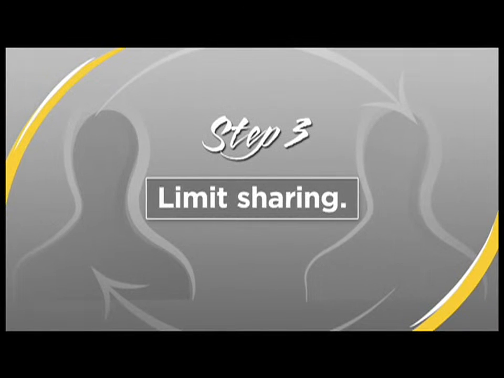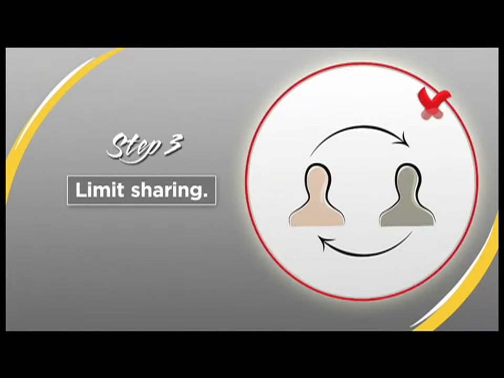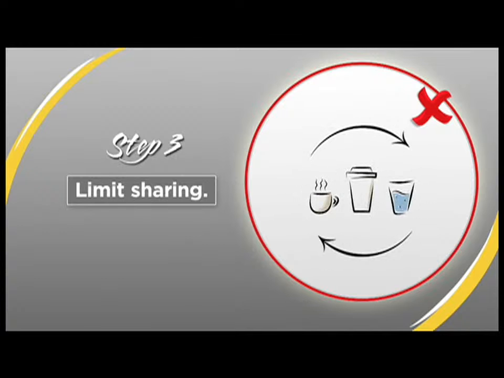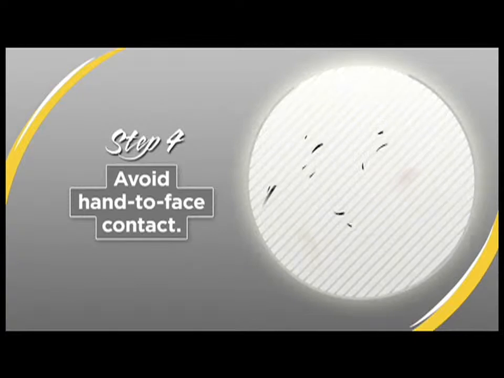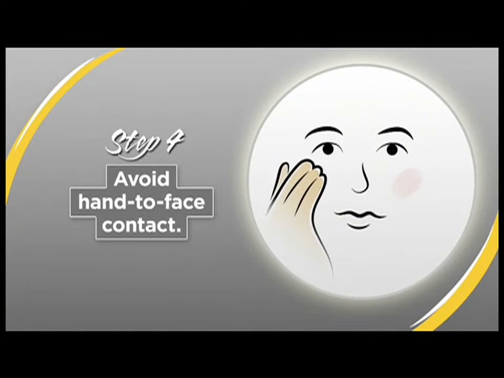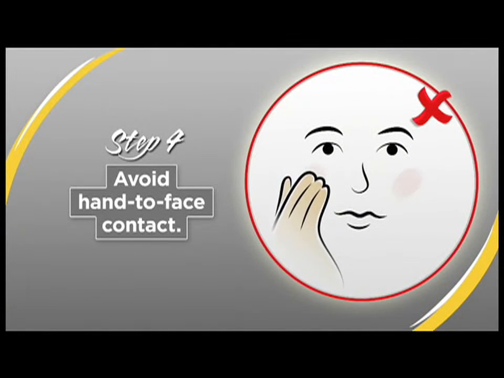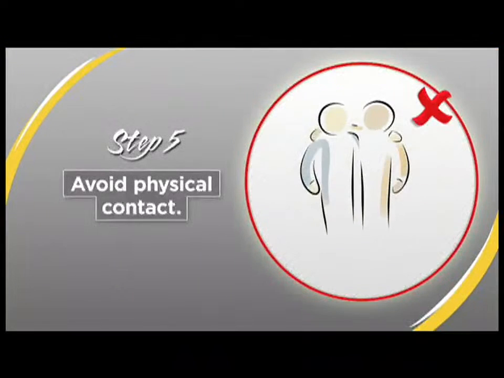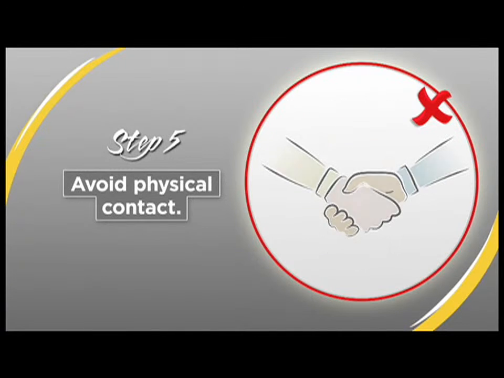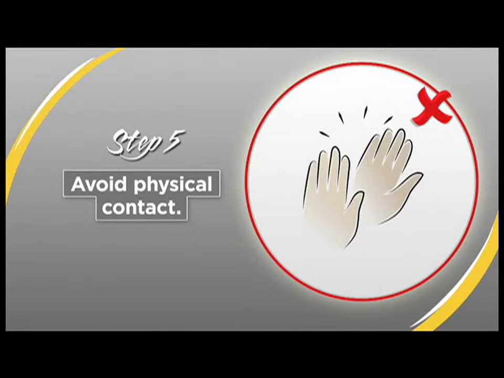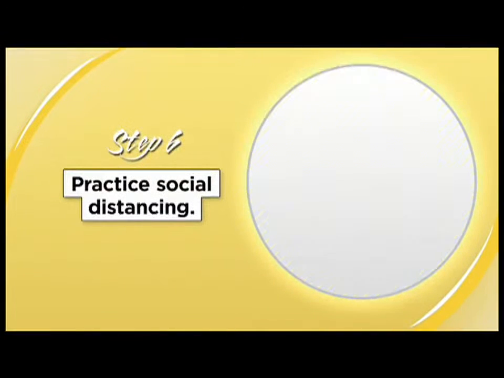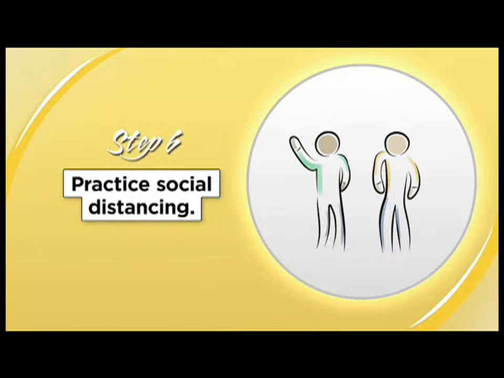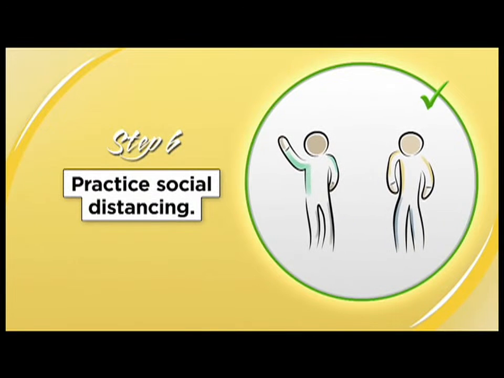To avoid spreading germs, limit sharing of personal items such as utensils, cups, and dishes. Your skin acts as a barrier to germs, but your eyes, nose, and mouth are more vulnerable. Wash your hands thoroughly before touching your face, eating, or drinking. Avoid physical contact with others, including handshakes, fist bumps, high fives, hugs, and kisses. Social distancing is deliberately increasing the physical space between people to avoid spreading germs.